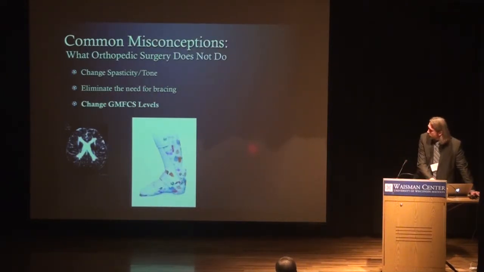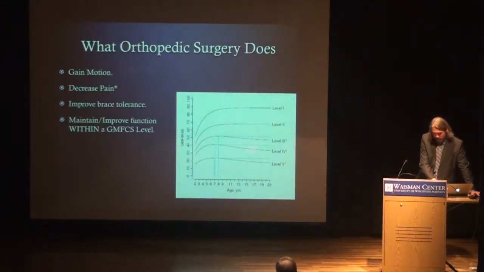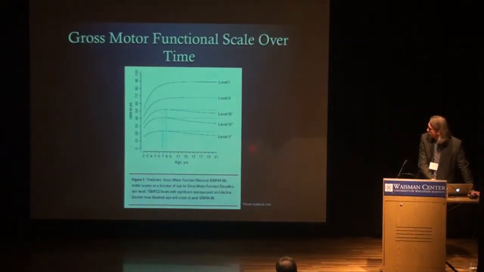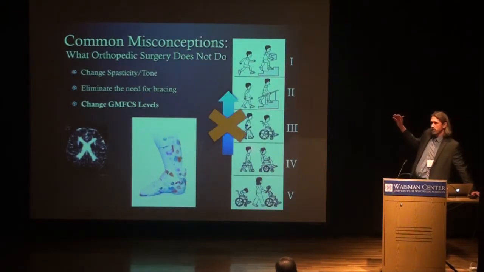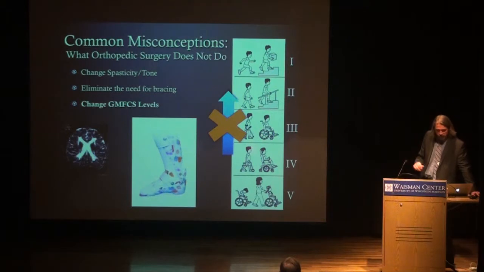And then probably most important is we don't change GMFCS levels, okay? When I do a surgery on somebody's hips or make their legs go straight, if they're in GMFCS level 4, if they need assistance all the time, they're still going to need most likely assistance all the time. I'm not all of a sudden going to make them into a community ambulator. And this is really important to understand. Probably the most important thing that I'll talk about.